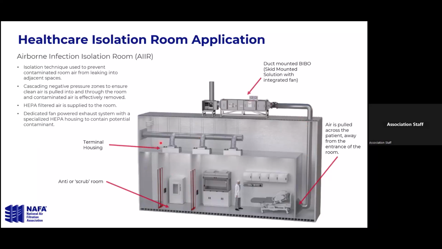And then you'll generally have some type of terminal housing supplying the air to that as well. This right here is an example of the containment units with an integrated fan that you'll see a lot on isolation room applications.